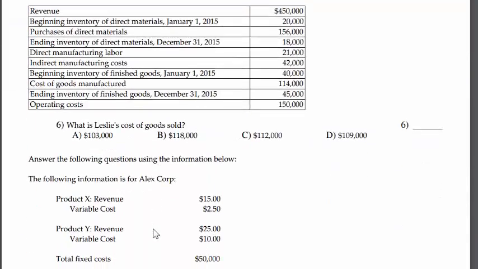Now let's take a look at question 6. Okay, the question 6 seems to be scary because it's quite long and has a lot of information, but you can use the same idea that I used for you last time. So, for instance, the question, I'm not going to read that table, but basically, what is Leslie's CGS?